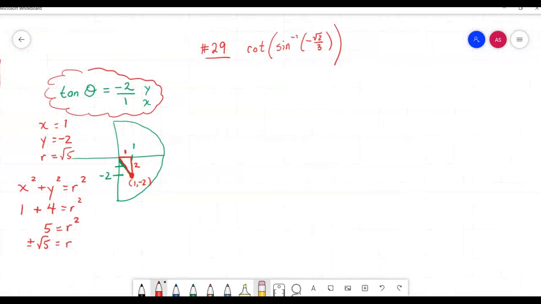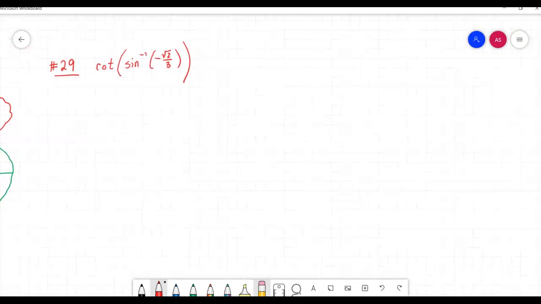On to number 29. Okay, so number 29, very similar, exact same process. So I'm going to work a little bit faster, and then I'll go to the next problem. All right, so first step, we're going to call sine inverse of whatever, we're going to call it theta. And then cotangent by definition is x over y.